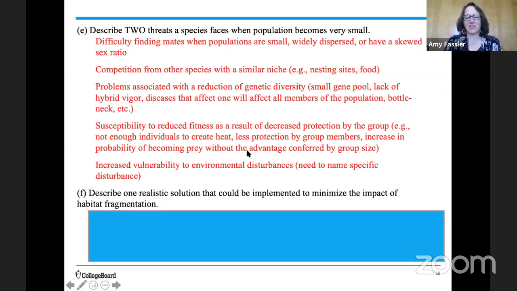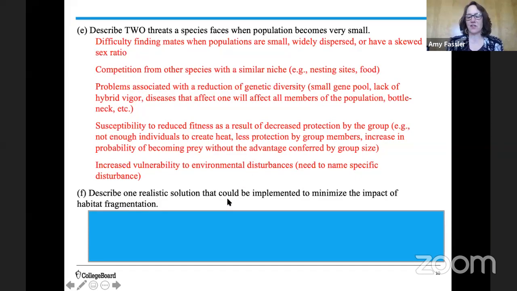This is the one I just talked about, that idea of susceptibility of reduced fitness. I don't think anybody used that exact verbiage, but it's just a good way of communicating the idea. So maybe put that in words that make a little bit more sense to you, and then increased vulnerability to a specific environmental disturbance, for example, a forest fire or something like that.